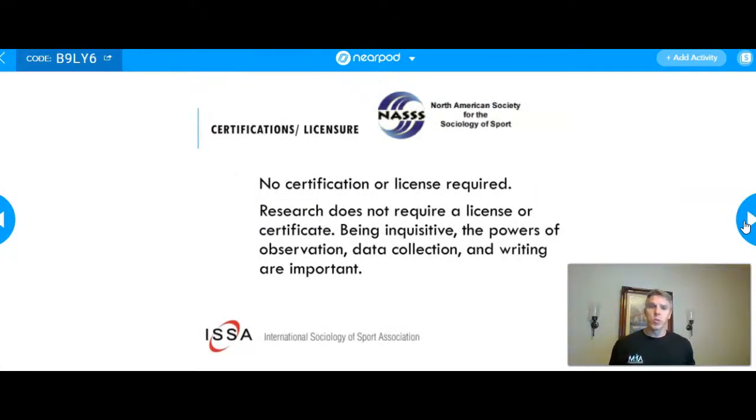There is no certification or license required to become a sports sociologist. To do research, you don't necessarily have to have any type of certificate or license. You need to be inquisitive. You need to have the powers of observation, since you're going to be doing a lot of observing, a lot of field notes, a lot of interviewing, a lot of data collection, a lot of listening, and a lot of writing when you are involved with that.